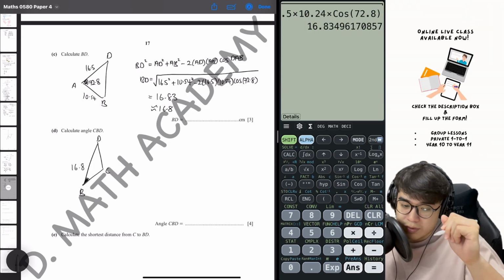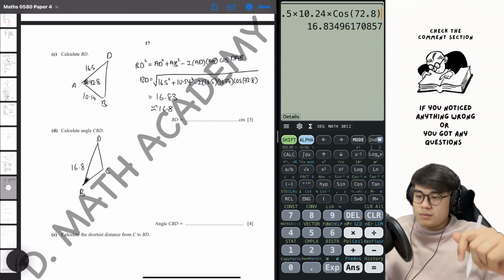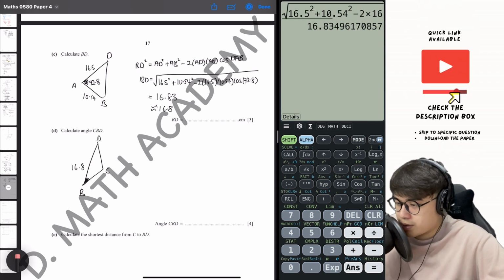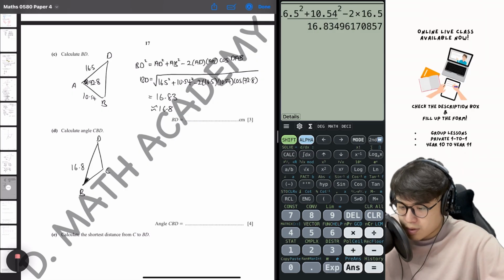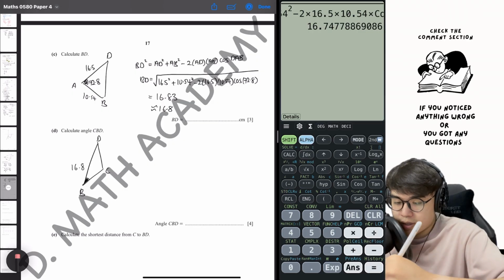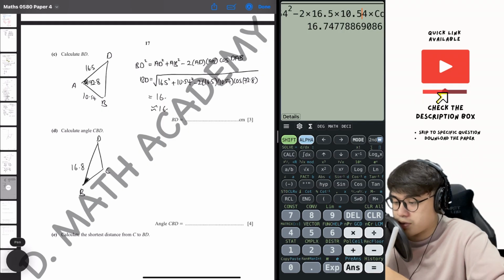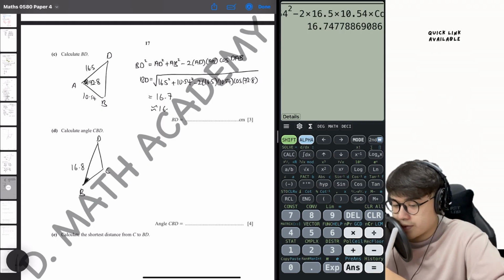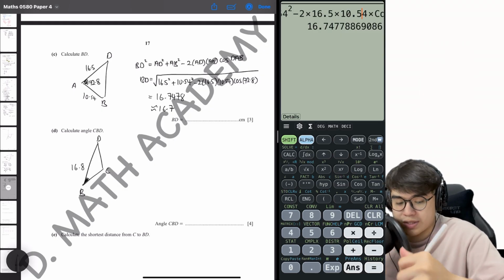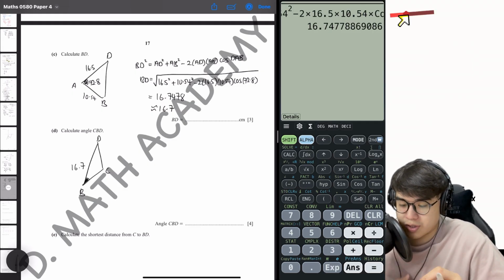If I were to use the rounded value, did I key in anything wrong? Oh, it's 10.54. Wait. Notice an issue here. Oh, the answer is different. Luckily I saw before I cleared the calculator screen. It's 16.7478, so it's about 16.7. Luckily we saw it.